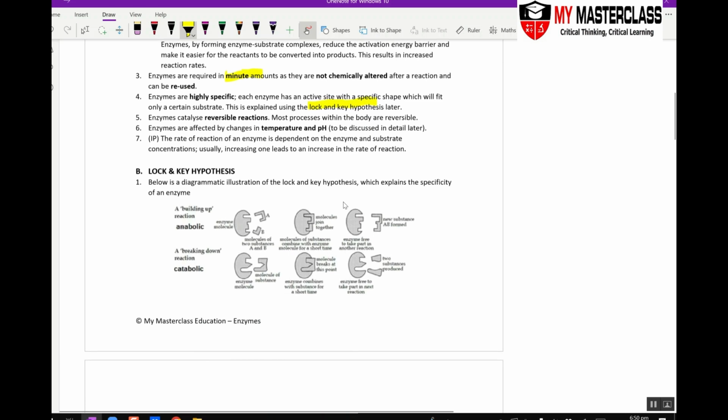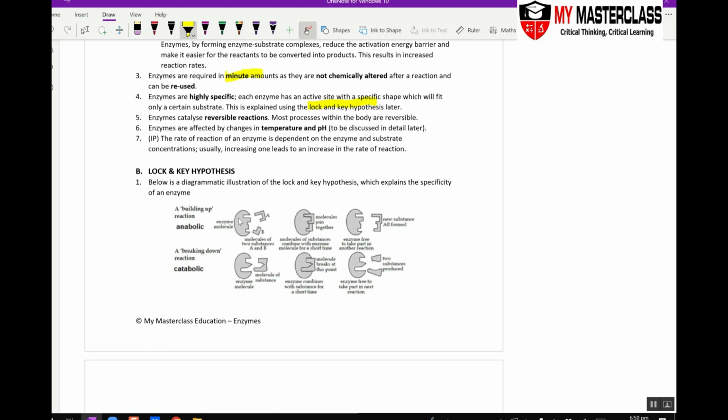So this lock and key hypothesis, make sure you know how to draw it or at least sketch it out. It doesn't have to be as intricate as this. So you can just draw out some rough shape, but make sure that the grooves, which represent the active sites, along with the substrates, match each other. Okay, so you can just draw something simple, maybe one is a square, the other one is a circle. It doesn't matter as long as the grooves match.